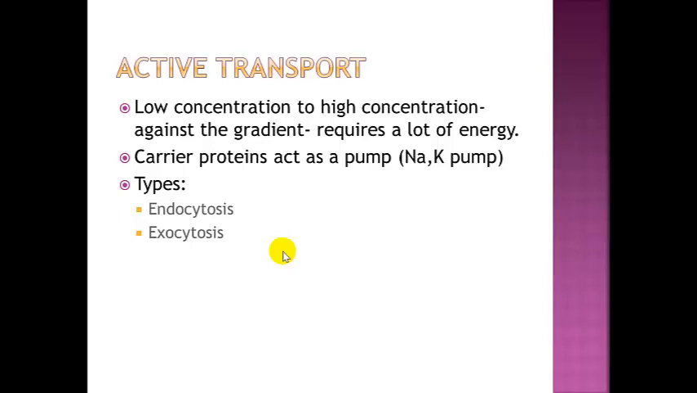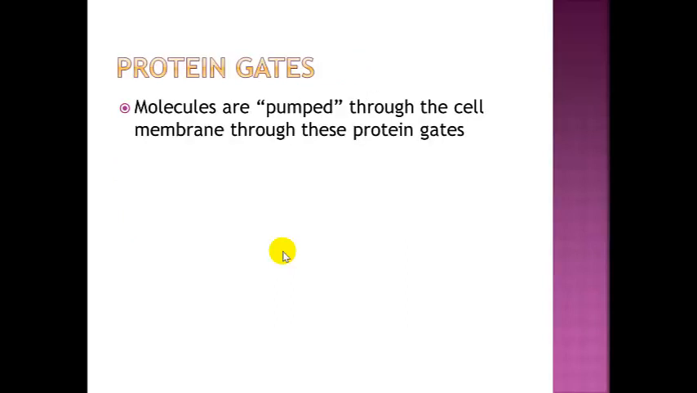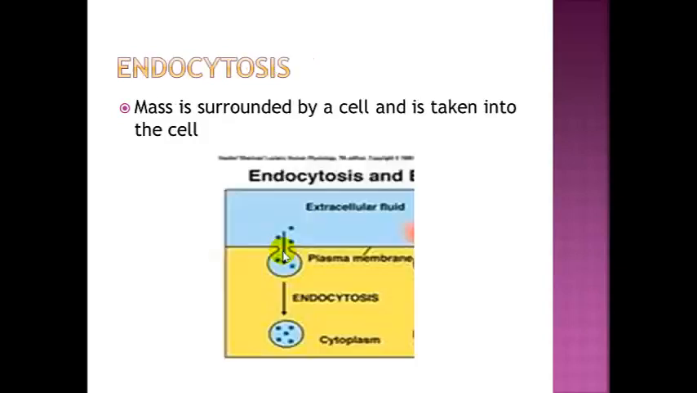Carrier proteins act as pumps. An example is the sodium-potassium pump. And pretty much they have to use energy and pump things inside or outside of the cell. There are two different types of active transport. You have endocytosis, which is when you need to pump things into the cell. And exocytosis is when things need to get out of the cell, when they need to be pumped outside the cell. All right, you also have different protein gates. These molecules are pumped through the cell membrane through these protein gates.